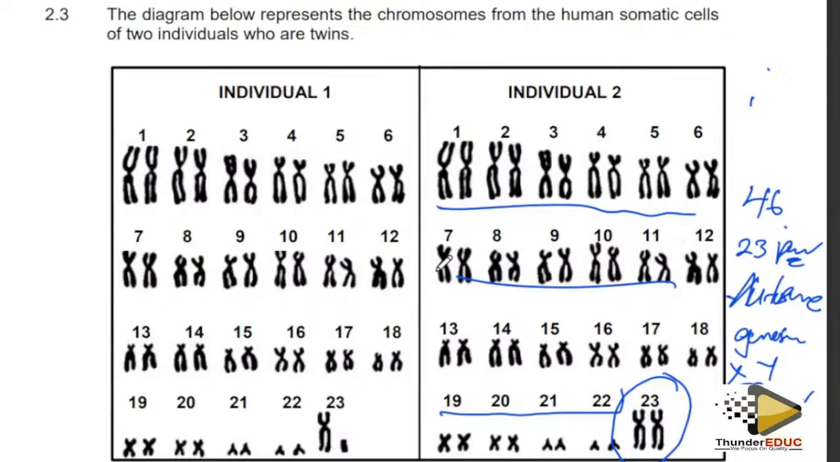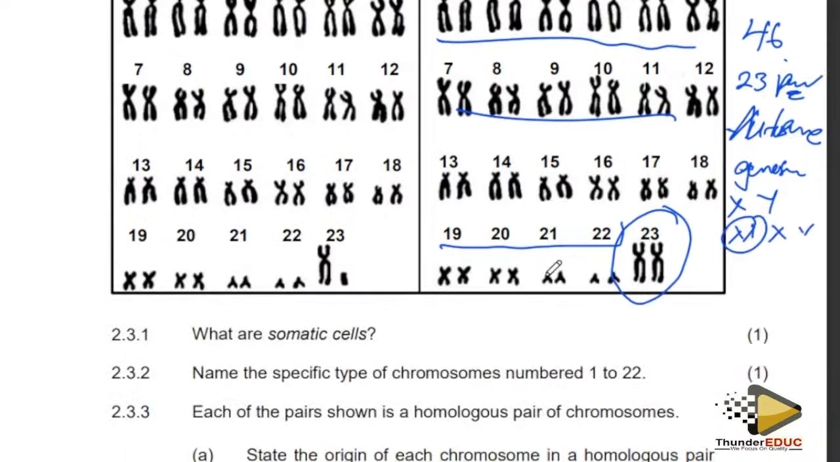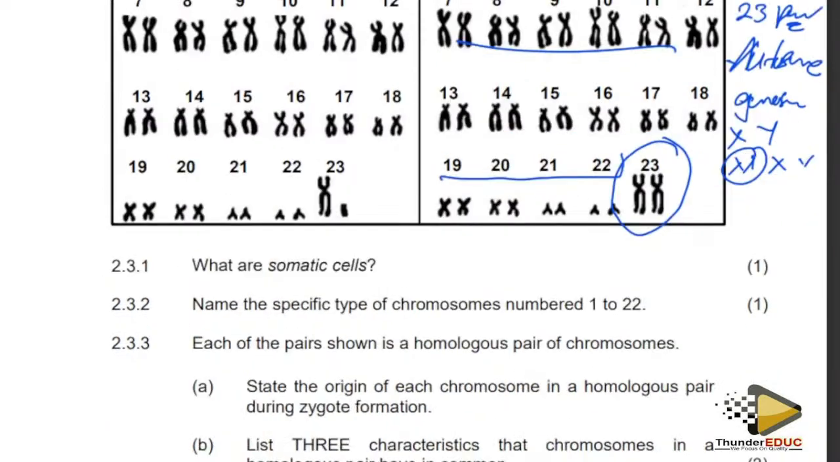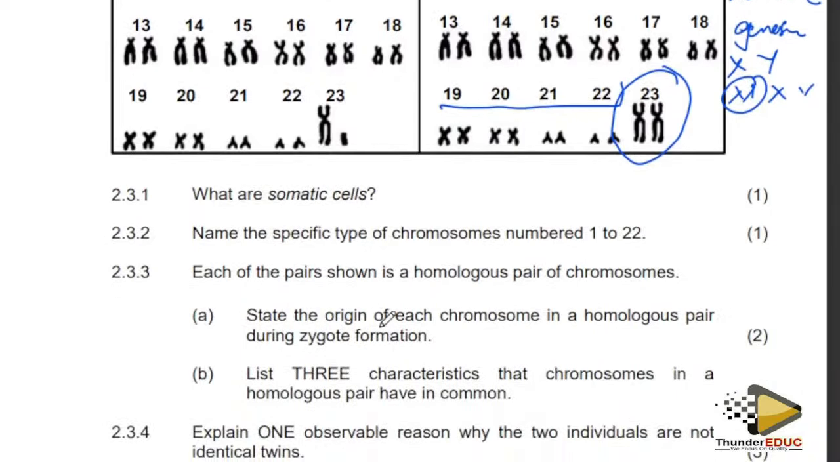Now, let's go to another question on karyotype, just in case, because I was describing the 6-mark question, but they can bring a few other questions here. What are somatic cells? Somatic cells are body cells. Name the specific type of chromosome number 1 to 22. I said it is the autosome. Each pair shown is a homologous chromosome pair. State the origin of each pair of chromosomes.